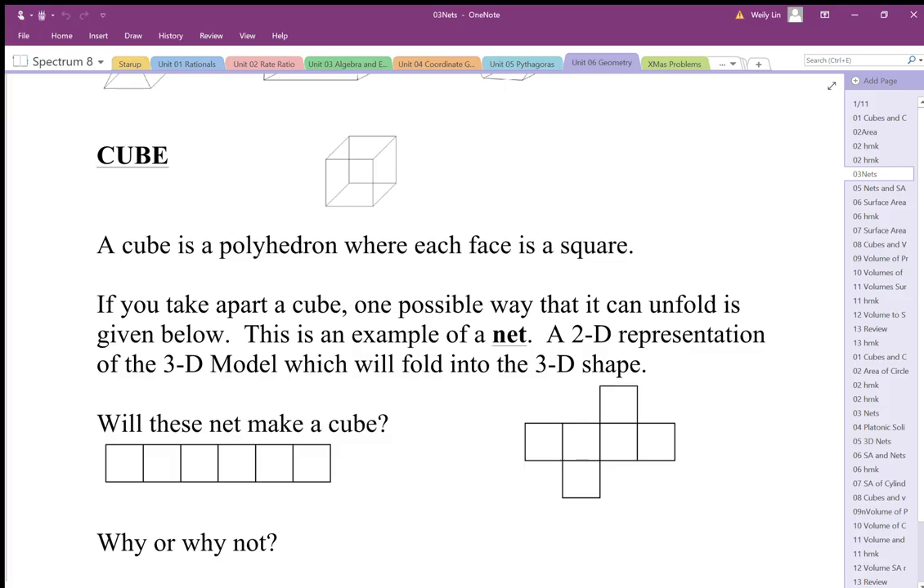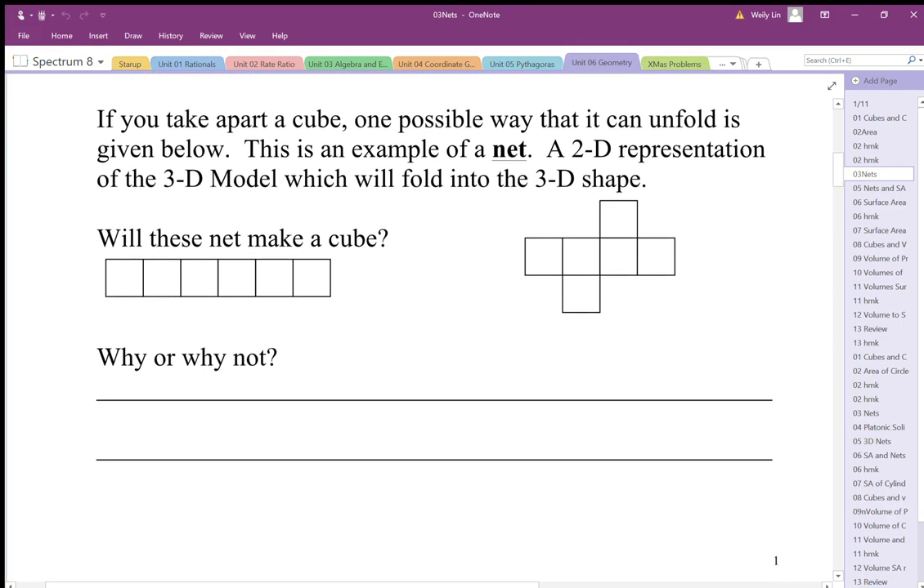So if you take a look at this cube, there are different ways we can unfold it. I've given you two possibilities below, here and here. Which one of these nets can we fold back into a cube? Okay. Now this one we cannot.